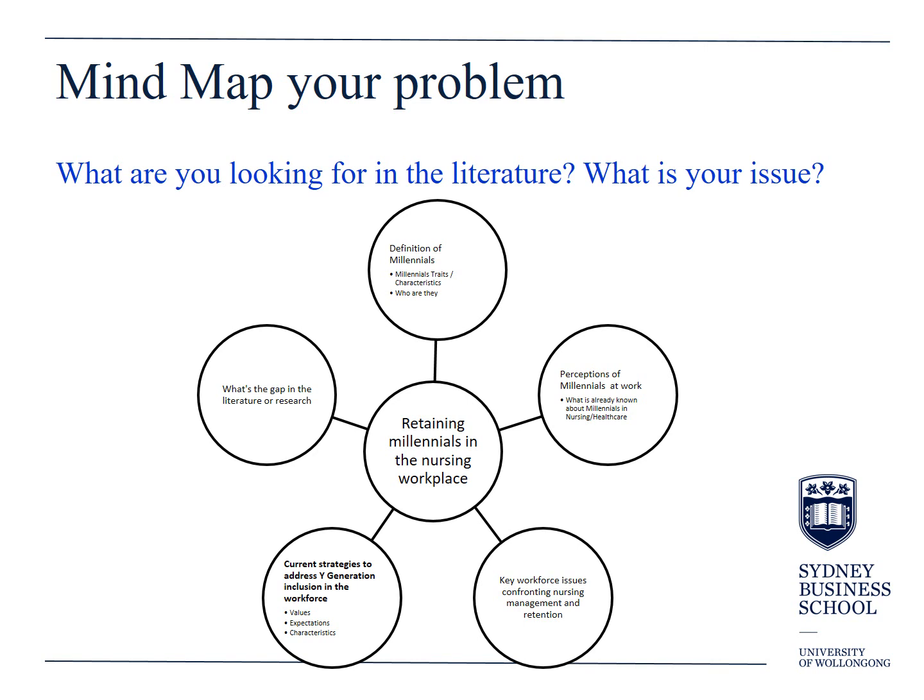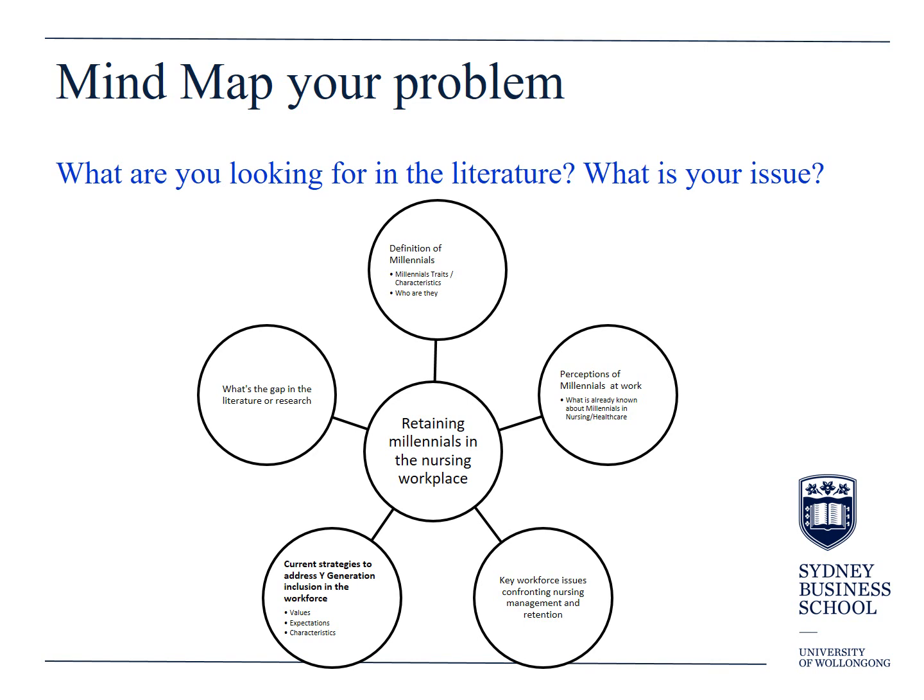A good place to start is to mind map out your problem. What are you looking for in the literature? What is the issue? The example that I'm going to use today is how to retain millennials in a nursing workplace. So something that I'm going to need to look into is defining who and what are millennials. What are their traits, characteristics? What is it about this generation?